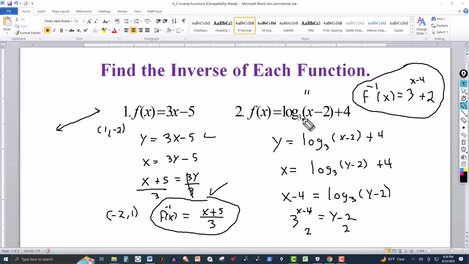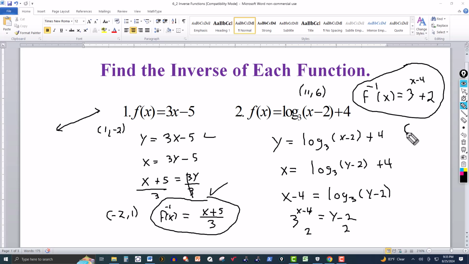Again, put 11 right here. 11 minus 2. So I'm putting 11. So that's the x. And then 11 minus 2 is 9. Log of 9 to base 3 is 2, because 3 squared is 9. And then 4 more gives me 6. So the point 11, 6 is on this graph right here.